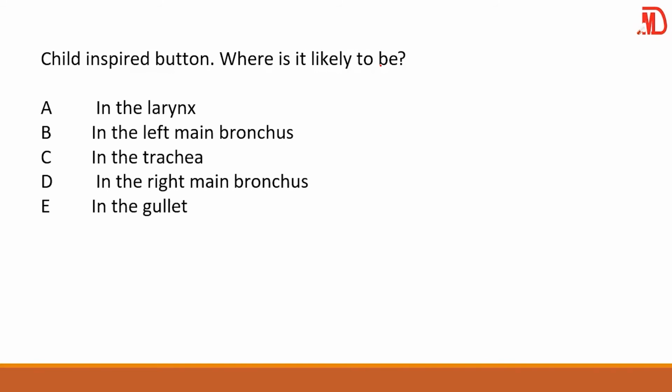So when you aspirate something, usually we are looking at it in the right lung. So basically, we are talking about the right main bronchus. So your answer is D.